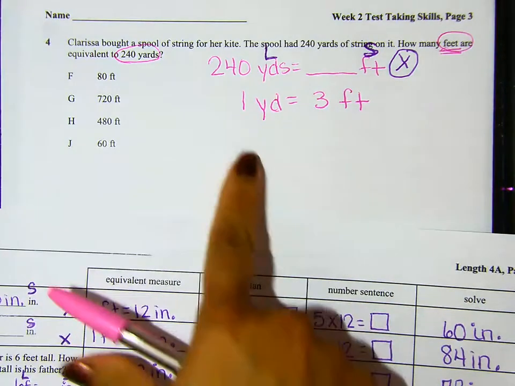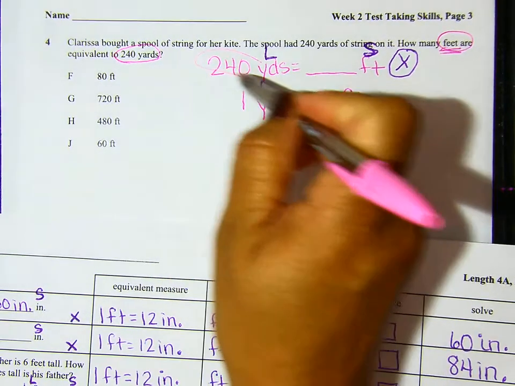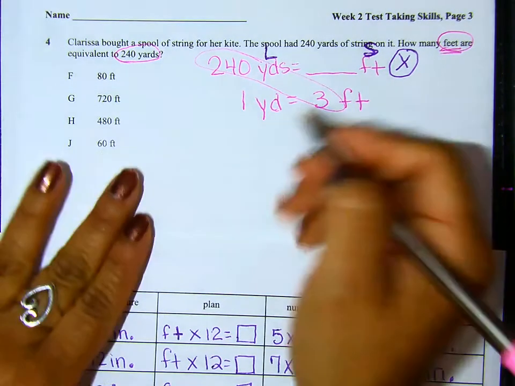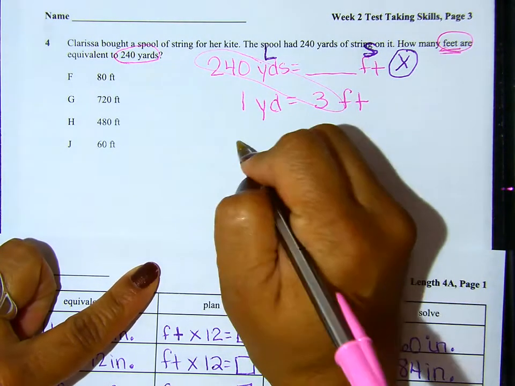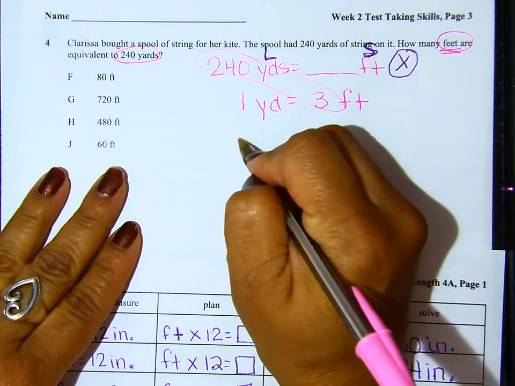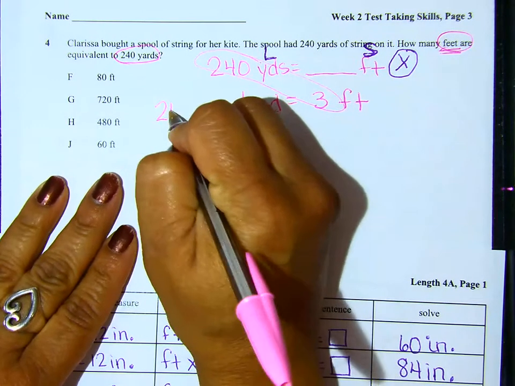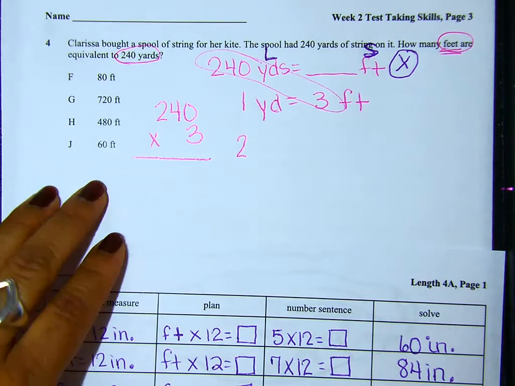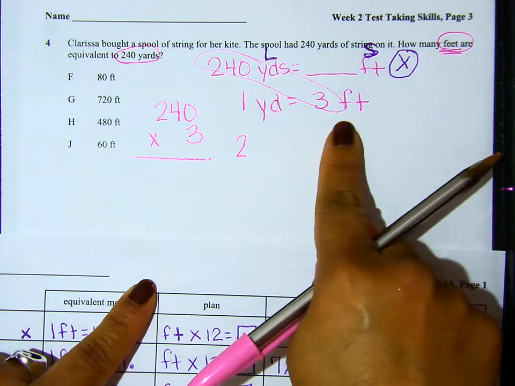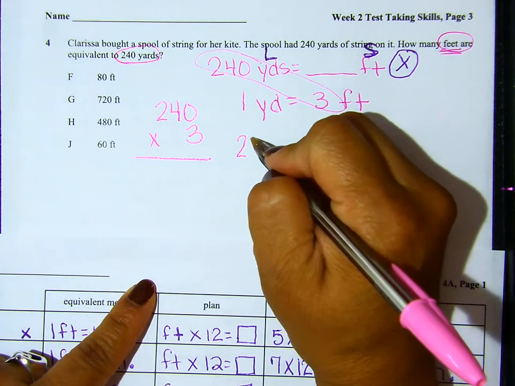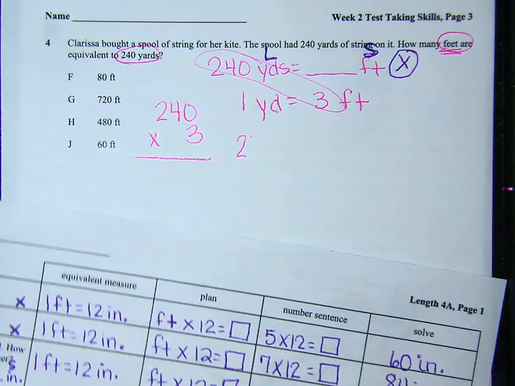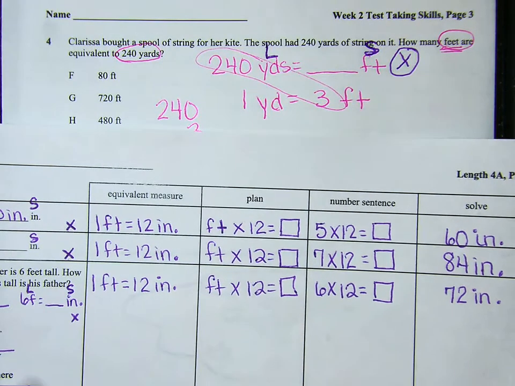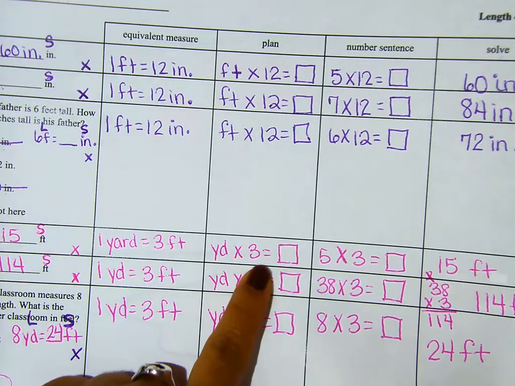What am I going to multiply? Well, I'm going to multiply what I'm solving for, 240 times 3. Let's do it over here on the side. 240 times 3. One yard equals 3 feet, so whatever my yards is, which is 240. If we follow our plan, it's feet times 12, but here we're doing yards, so it's going to be yards times 3.